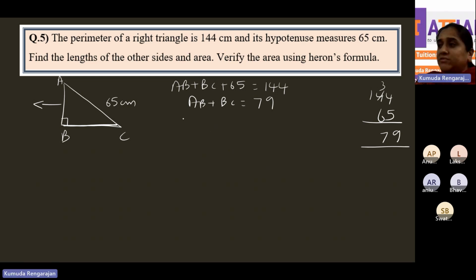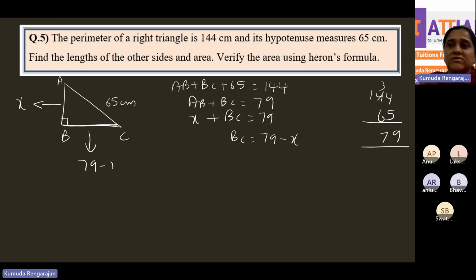Okay. Now AB plus BC is equal to 79. You take anybody as X. Who is X? AB or BC? Supposing you call AB as X, plus BC is equal to 79. So BC is equal to 79 minus X. So who is X? AB. This AB is X. And what is BC? 79 minus X.